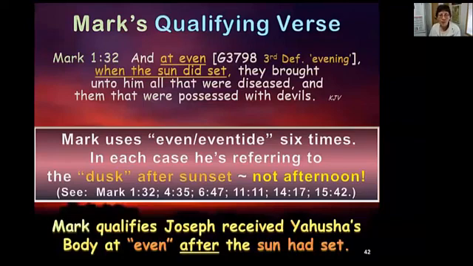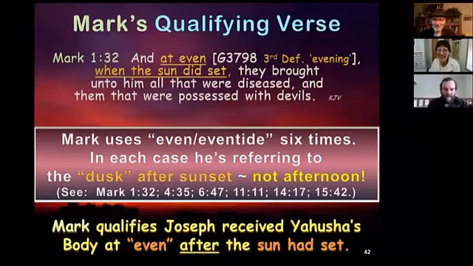Found that very interesting. Actually, it's goosebumpy, and I was jumping for joy. Now, Mark uses this word even and eventide 6 times in his book. And if you go check, in every case, he's referring to talking about content and context. This is back to grammar. He is talking about dusk, which is after sunset. He is not talking about afternoon, because remember, 3798, the very first definition was afternoon.